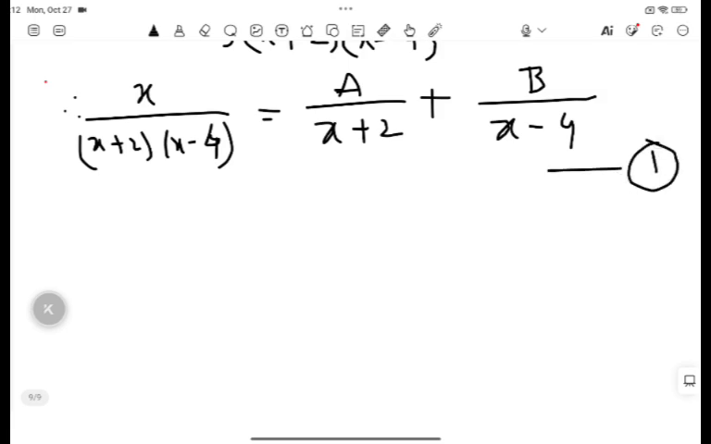This number 1 is an identity. So both sides are equal for any values of x. Sorry, that was a mistake: not for any values of A and B, but for any value of x both sides of the equation are true. So 1 is an identity. We'll use that property.